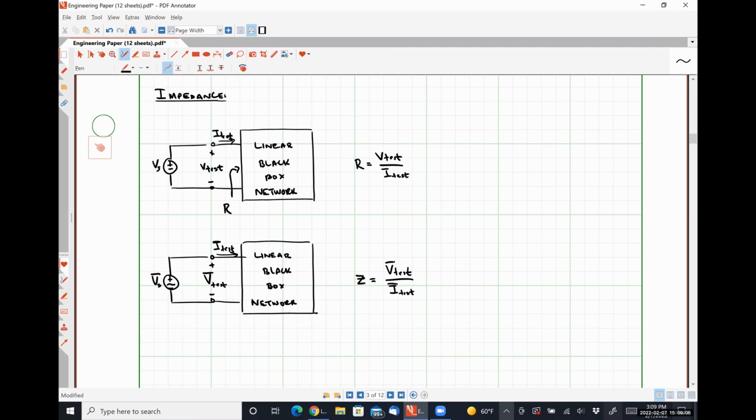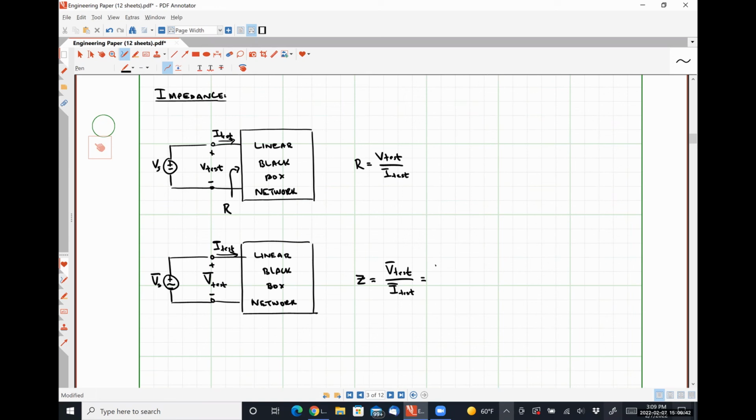So impedance plays the role of resistance in the frequency domain. Now, because impedance Z is a ratio of complex numbers, the impedance in and of itself must be a complex number, which we can express in either a polar form or a rectangular form. Okay?